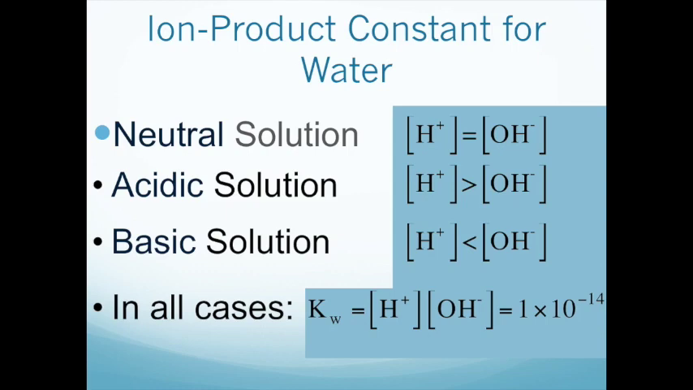So a neutral solution has the concentrations of the two ions equal to one another, an acidic solution has more hydronium ions, and a basic solution has more hydroxide ions. But in all cases, the product of the concentrations is equal to 10 to the minus 14.